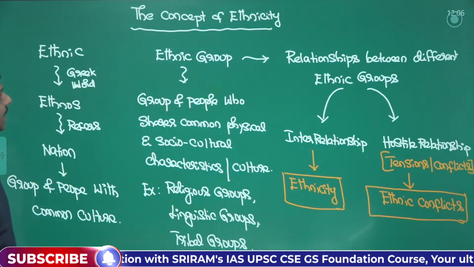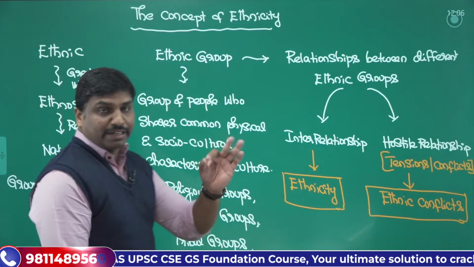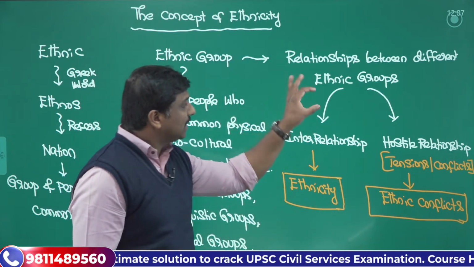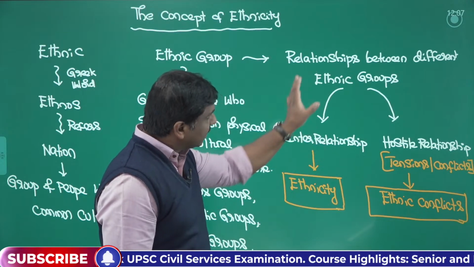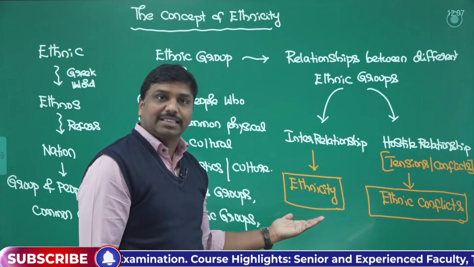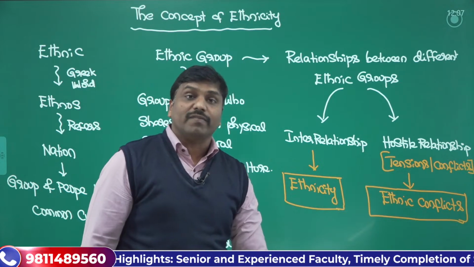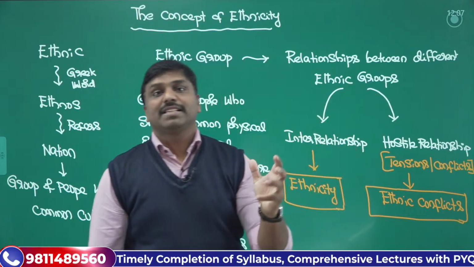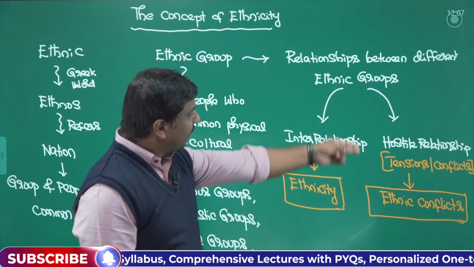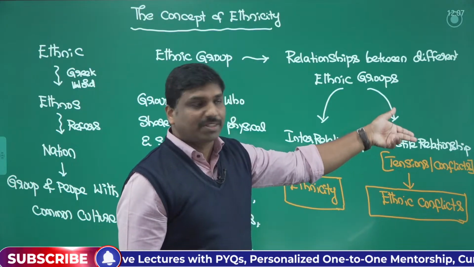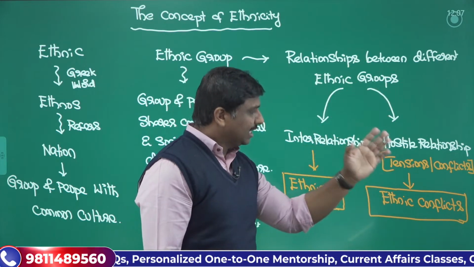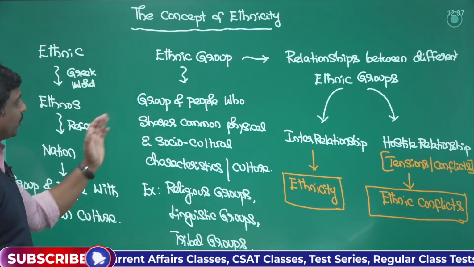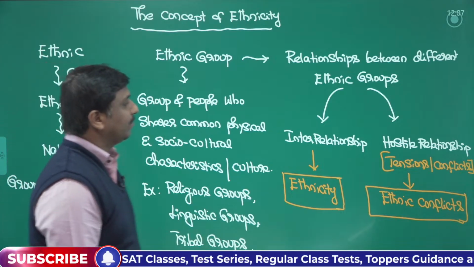So this was entirely the concept. Try to understand first what ethnicity is. Ethnicity refers to the interrelationship that exists between different ethnic groups. And what about ethnic conflicts? Sometimes between ethnic groups there could be tensions, conflicts, or some issues. Such tensions or hostile relationships between two different ethnic groups are known as ethnic conflicts. You should understand this and move ahead.